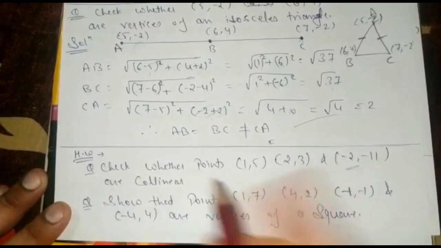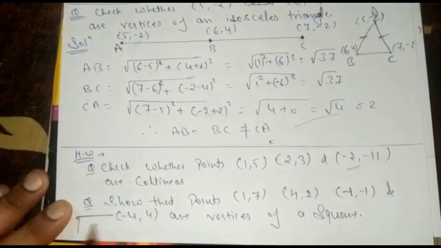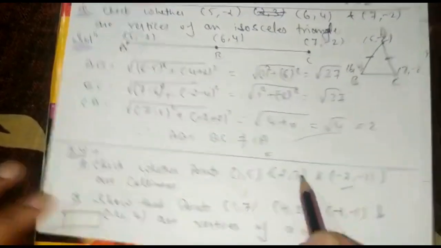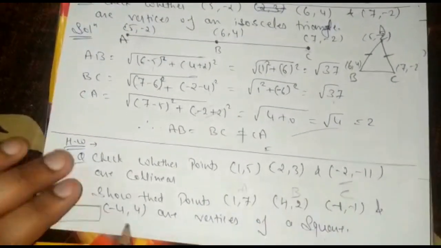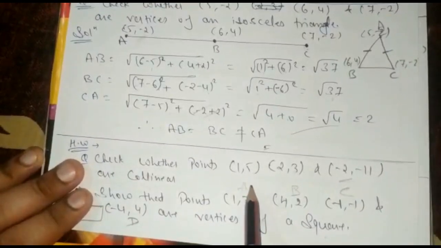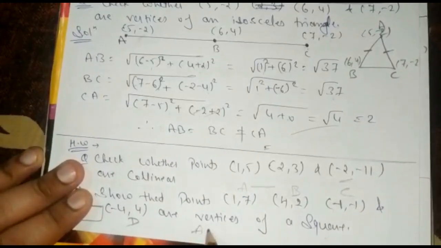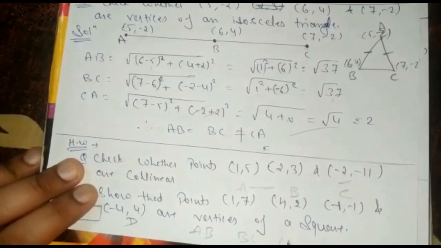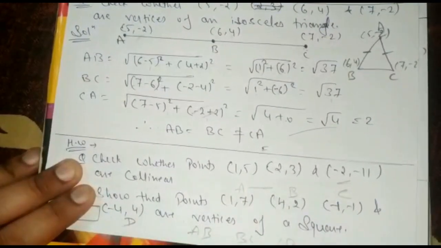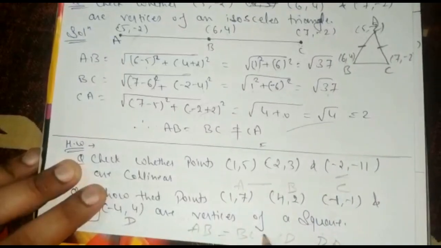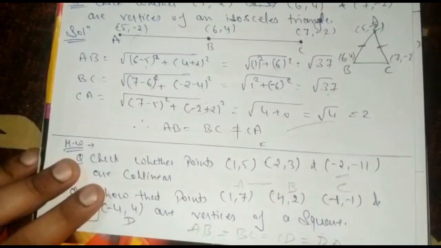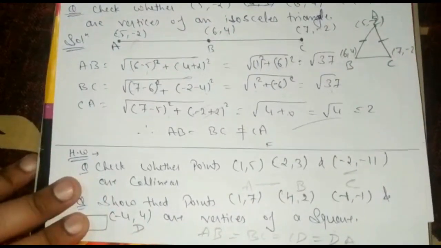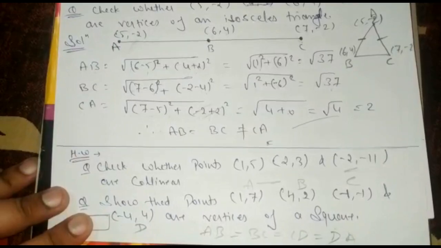That means you have to make a square, and this point will be considered as A, this point is B, C, and this point as D. You have to find the distance between AB, between BC, between CD, and between DA. If these four distances become equal, then we can say that these points are vertices of a square. So these two questions are homework. Do it by yourself.